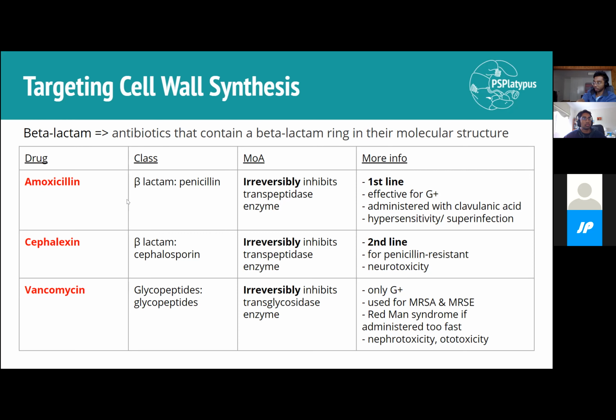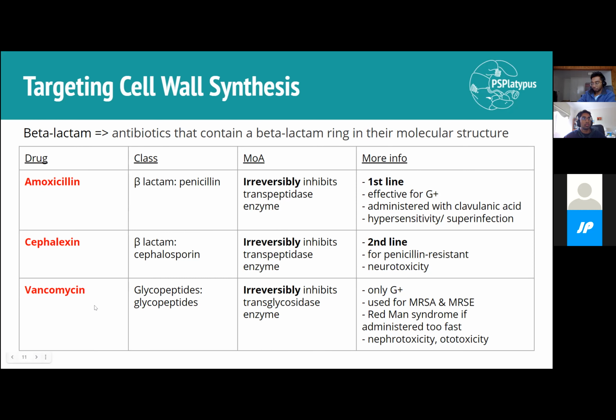Since we're targeting the transpeptidase, it's generally more effective for gram-positive because they're going to have a peptidoglycan layer that is thicker than gram-negative bacteria. So that's something that makes sense when you look at why we treat certain bacteria with certain drugs.